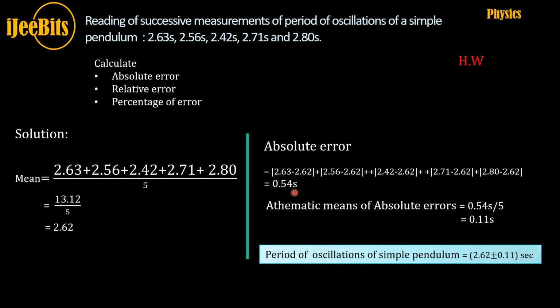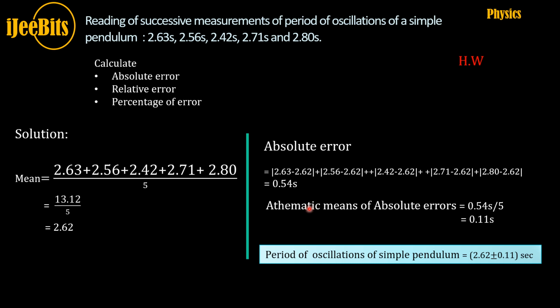There is no negative, we have to take the absolute value. That's why the modulus. So modulus of 2.63 minus 2.62 gives the absolute error for this observation. Then 2.56 minus 2.62 for the second observation, 2.42 minus 2.62 for the third, 2.71 minus 2.62 for the fourth, 2.80 minus 2.62. 2.62 is repeating, right? This is the mean value. We are subtracting the mean value from the observations, and the modulus operation gives all positive values. Summing them all, we get 0.54 here.